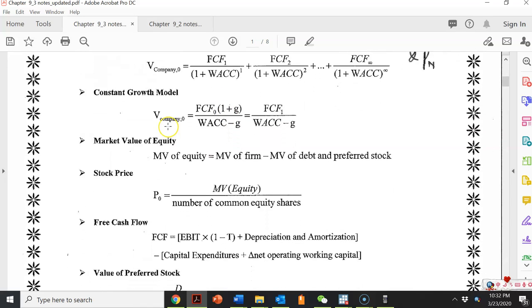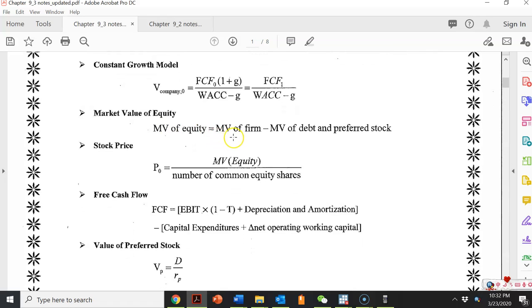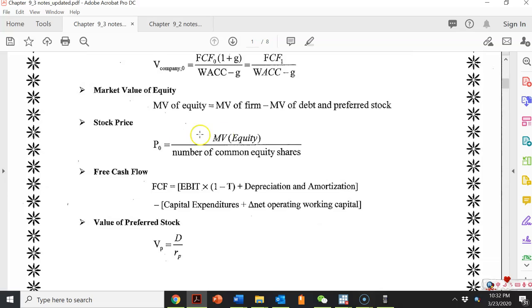After we get the firm value, we can subtract the debt and preferred stock market value. So we have the market value of equity left. And we can use the market value of equity divided by the number of common equity shares. So we have the stock price, or equity value per share, P0.